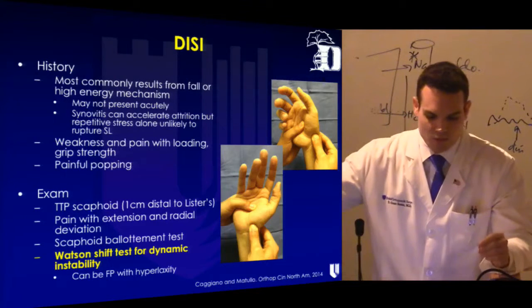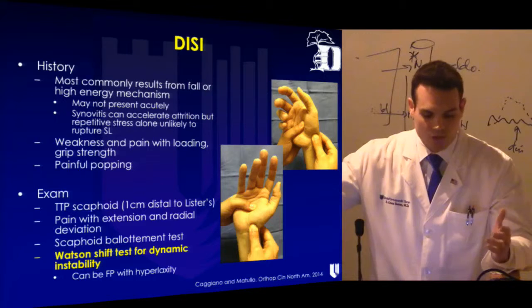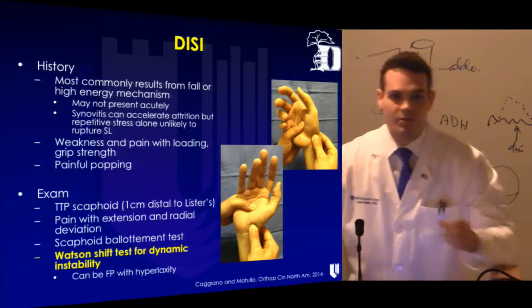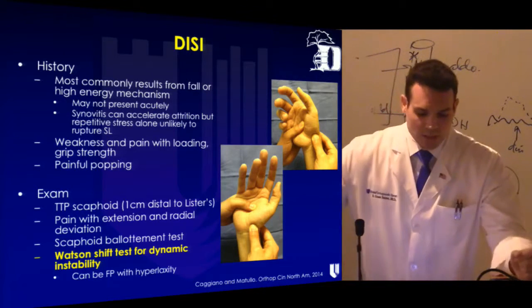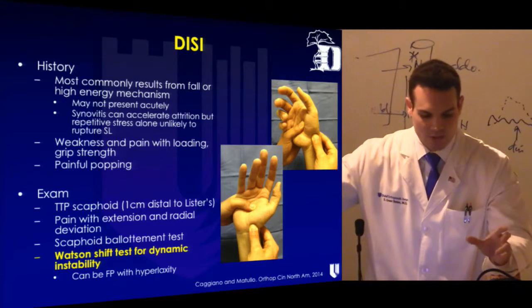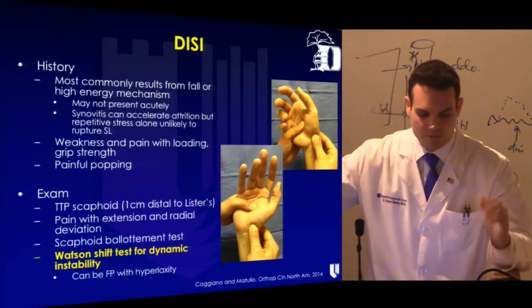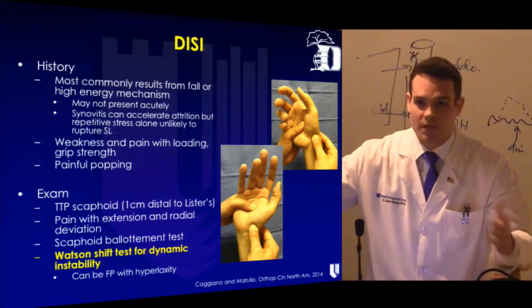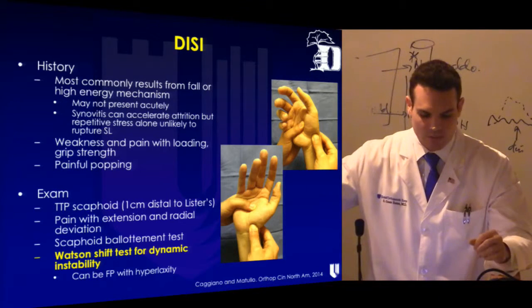So in terms of DISI, it most commonly results from a fall or a higher energy mechanism. It may present acutely, but it may be subacute. The synovitis from a subacute injury can accelerate attrition that can potentially lead to disruption, but usually repetitive stress alone without a prior acute injury is unlikely to rupture the SL.